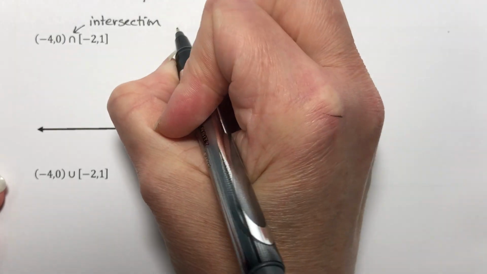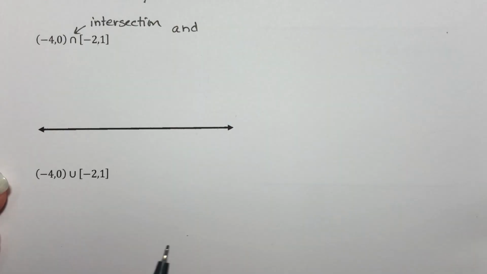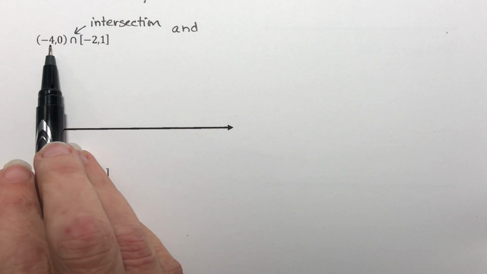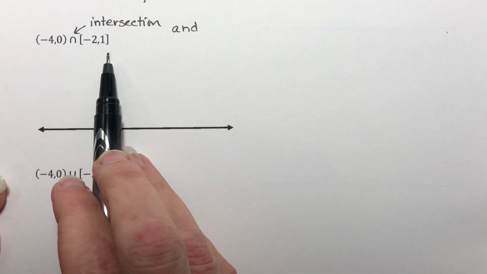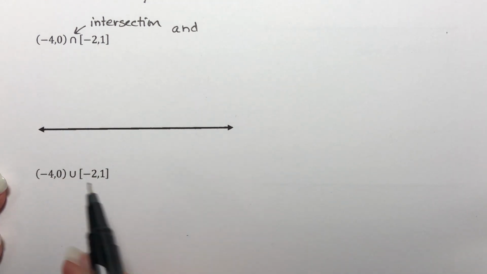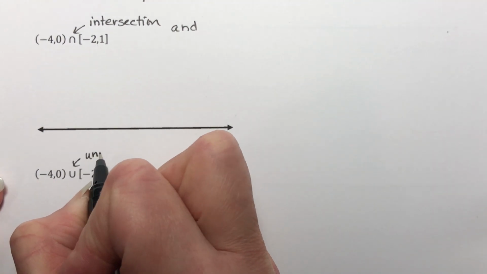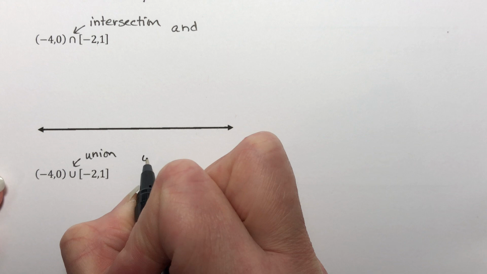And it corresponds with the word and. So in this case, we are looking for the region that is in both this region and also in this region. So we'd be looking for overlap. This symbol is union, which corresponds with the word or.